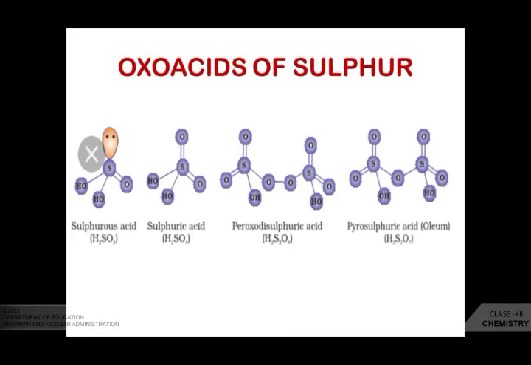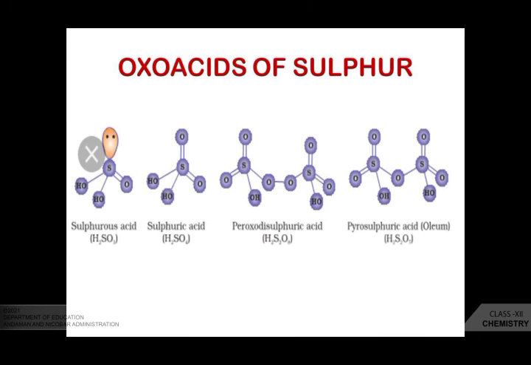Next is sulfuric acid, H2SO4. Here 2 S=O bonds are present and 2 OH bonds. Next is peroxodisulfuric acid having the formula H2S2O8, in which an O-O linkage is also present in the structure. Another is pyrosulfuric acid, which is very important, children. It is named oleum. On the industrial scale, sulfuric acid is basically stored in the form of oleum having the formula H2S2O7. Here, the 2 sulfurs are linked through a bridge of oxygen.